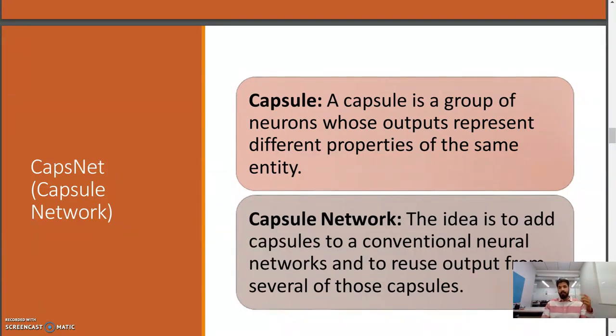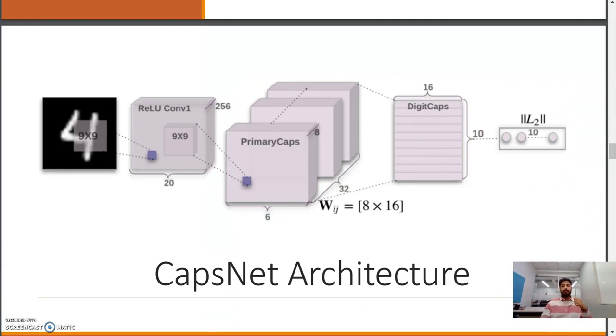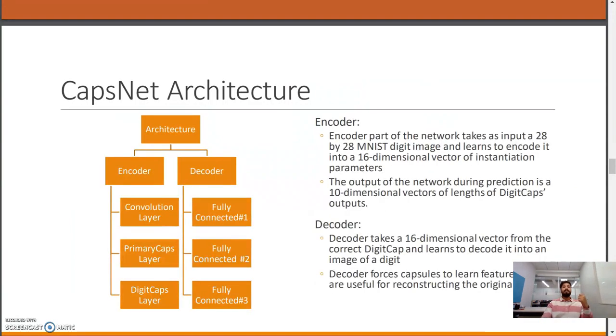Capsule Network. Now the idea is to add these capsules to a CNN and reuse the output from several of those capsules that agree with each other, to give a better classification of a model with spatial representation. CapsNet architecture. This is an overview picture. We'll discuss this in detail in the next slides.